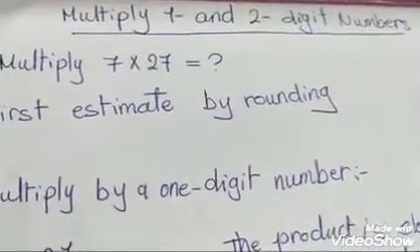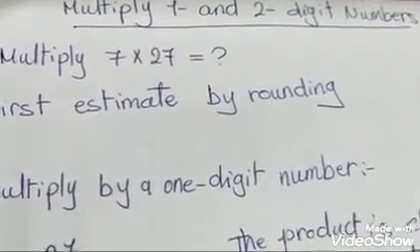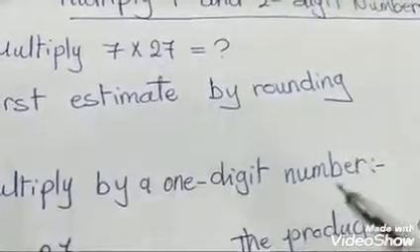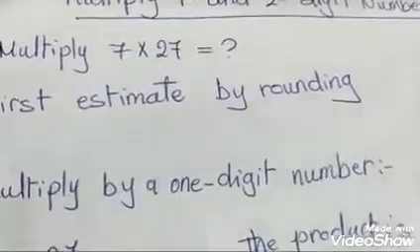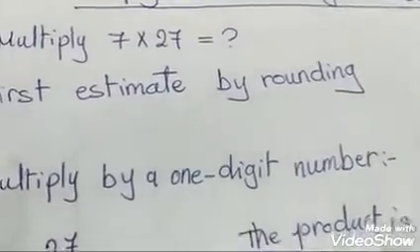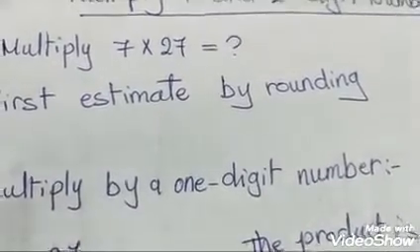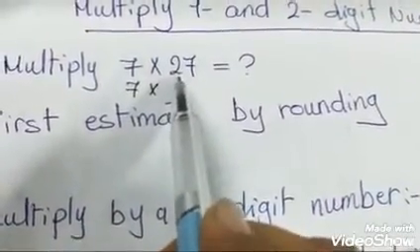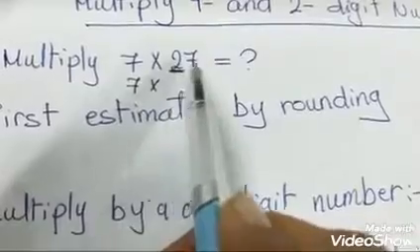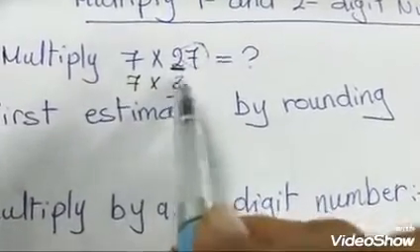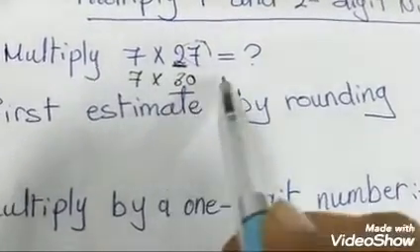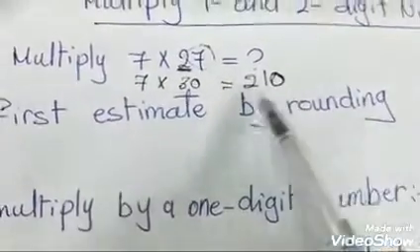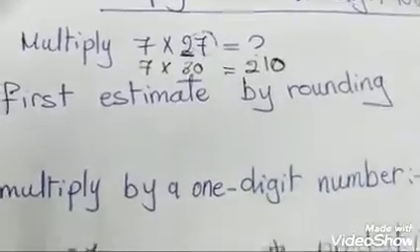So, multiply 1 and 2 digit numbers. First, if I multiply a number by a 1 digit number, like 7 times 27, I have to get the product first by estimation. So I keep the 7 and round 27 to the nearest tens. The ones digit is 7, a rich number, so this will be 30. So 7 times 3 equals 21, and I keep the 0 as it is, so the result by estimation is 210.